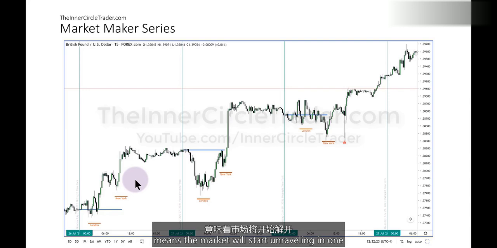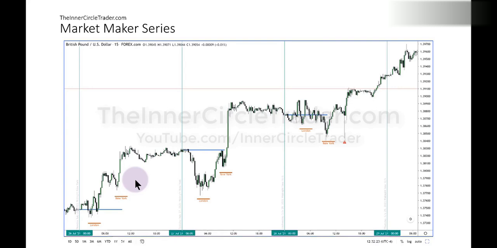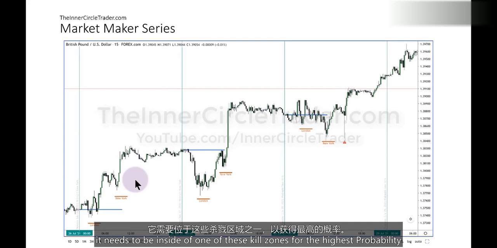Okay? So the element of time is crucial because that's when the market will start to spool. That means the market will start unraveling in one direction or another, just start shooting off into a specific direction, aiming for a particular price. But when you're looking for price to behave a certain way, it needs to be inside of one of these kill zones for the highest probability.